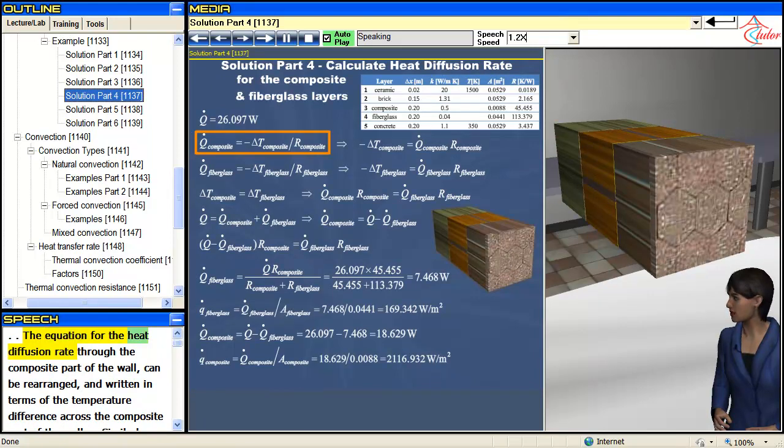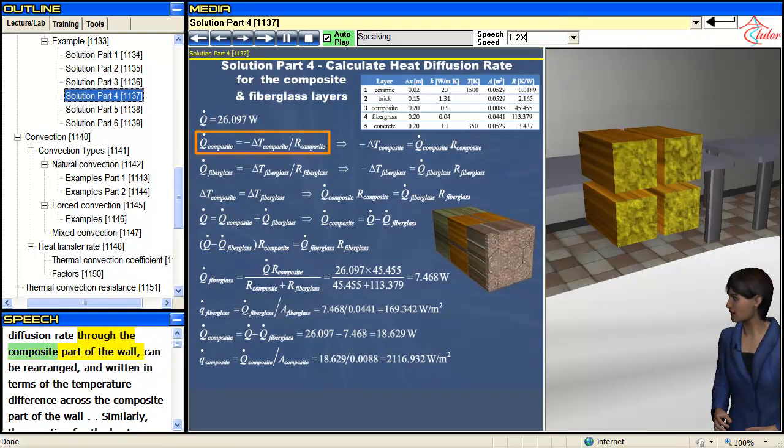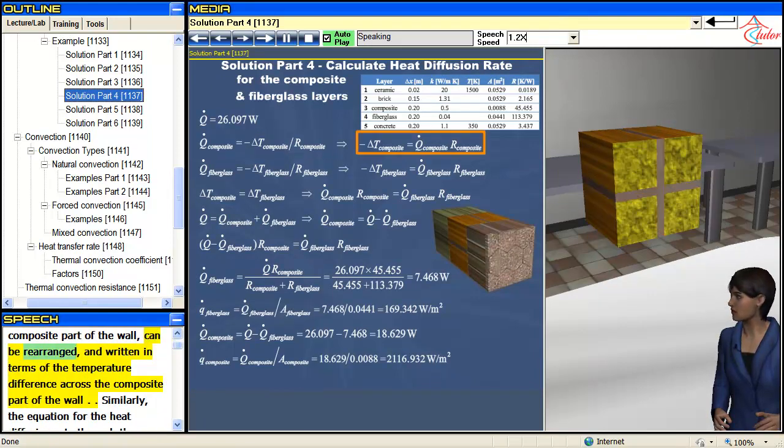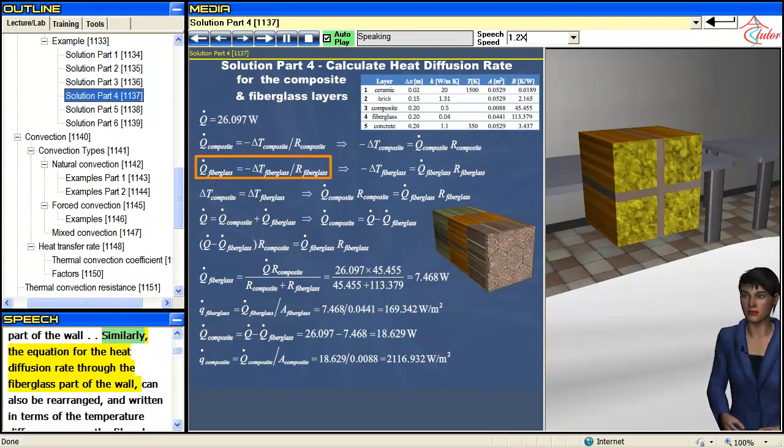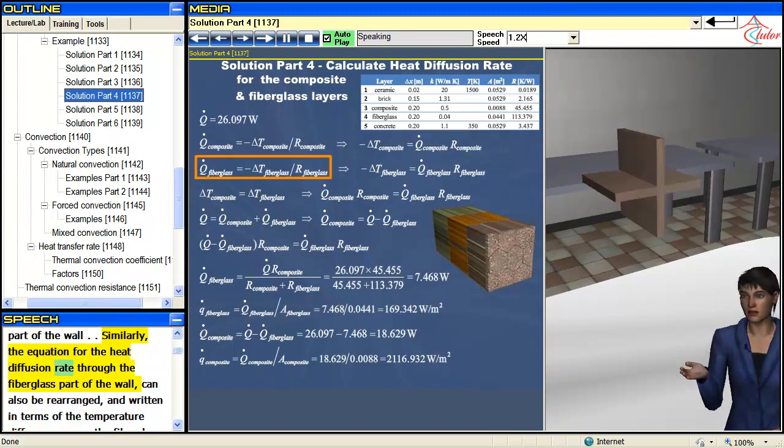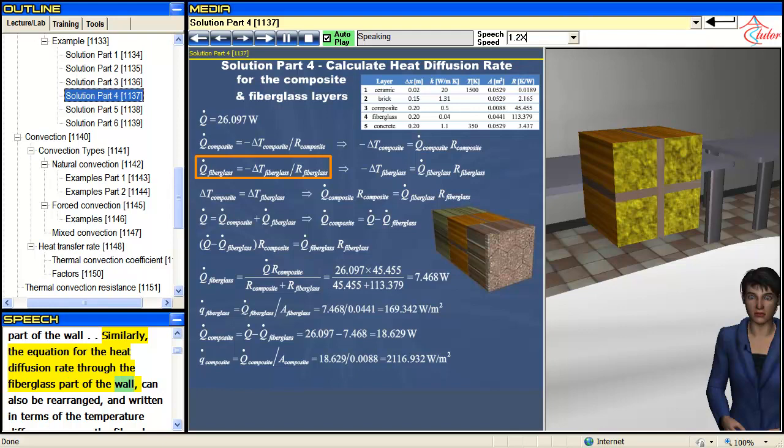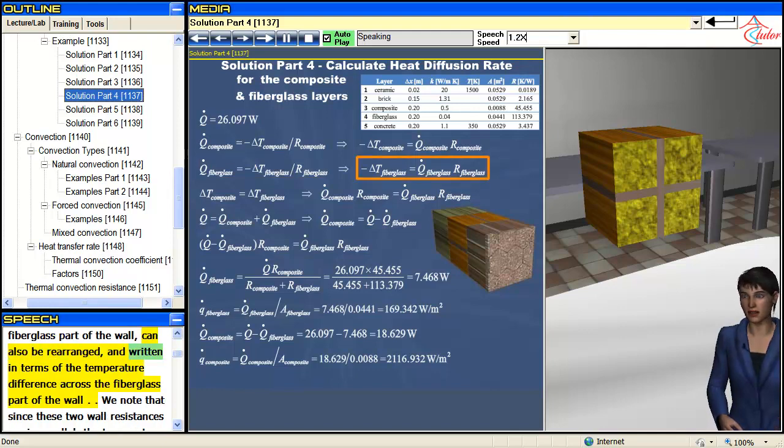The equation for the heat diffusion rate through the composite part of the wall can be rearranged and written in terms of the temperature difference across the composite part of the wall. Similarly, the equation for the heat diffusion rate through the fiberglass part of the wall can also be rearranged and written in terms of the temperature difference across the fiberglass part of the wall.